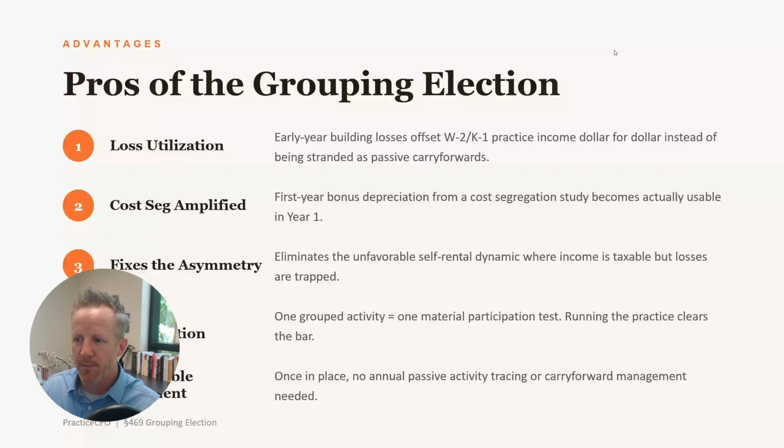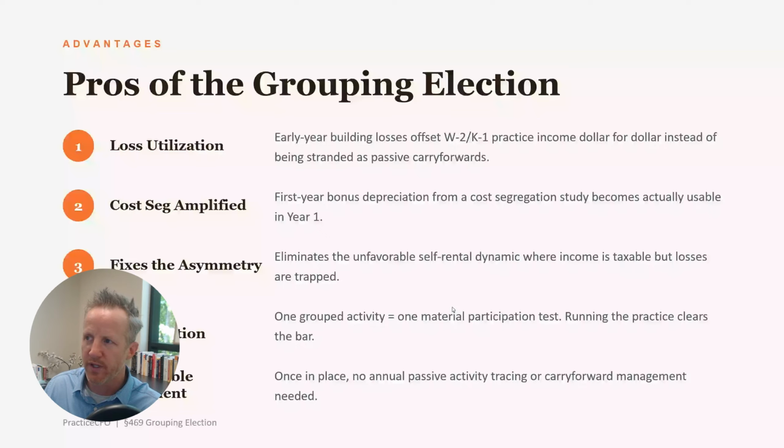Number two benefit, cost segregation amplifies it. So the first year bonus depreciation from a cost segregation study becomes actually usable in year one. I sort of lumped that in the first benefit, but this is really a key benefit to call out separately. Even if you didn't do a cost segregation when you bought your building, there's probably enough depreciation in that first year that you may have a loss, but it might only be like a $15,000 to $20,000 loss. And you can use that to offset your W-2 and K-1 when you do the grouping election. If you do the cost segregation, you might take a $20,000 loss and amplify it to a $200,000 or $300,000 loss in year one.